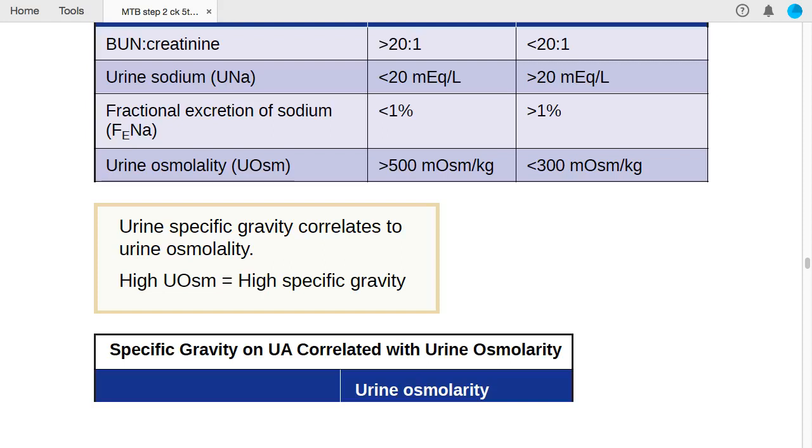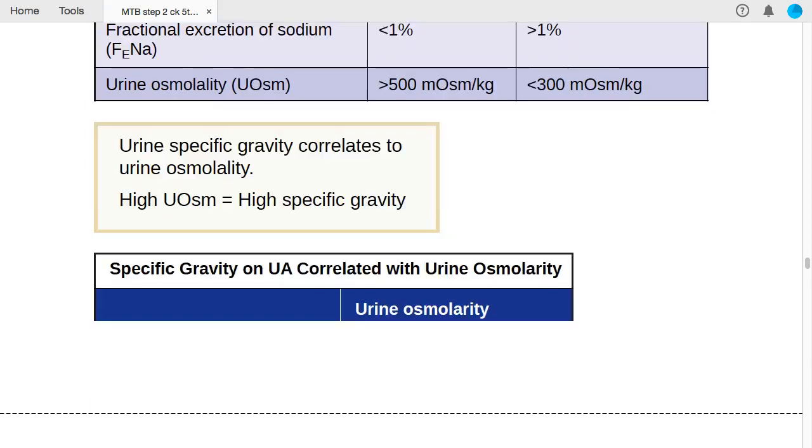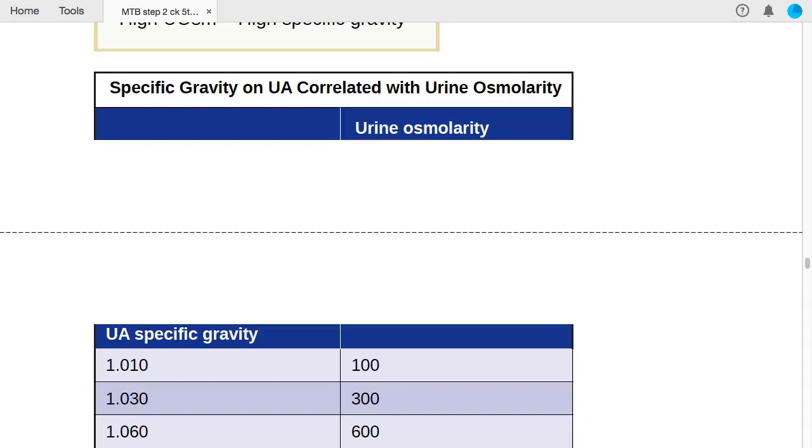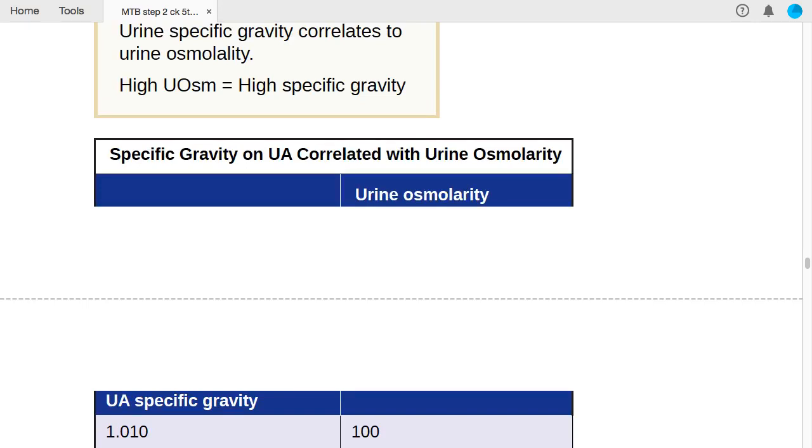Now, specific gravity on urinalysis correlates with urine osmolarity. Here we are discussing urine osmolarity. Specific gravity on urinalysis correlates with urine osmolarity. So we can see they are all interlinked with each other. Osmolality corresponds to specific gravity, and specific gravity is correlated with osmolarity.